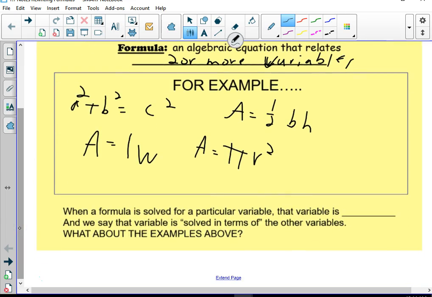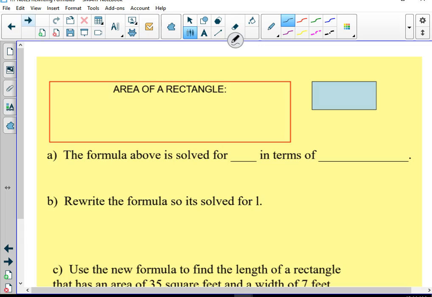When a formula is solved for a particular variable, that variable is by itself. It's alone. And we say that the variable is solved in terms of the other variables. So here, area is solved in terms of the length and the width, or pi r squared. If I rewrote it for w, that would be in terms of area and length. And that's what we're going to talk about today, rewriting these things.